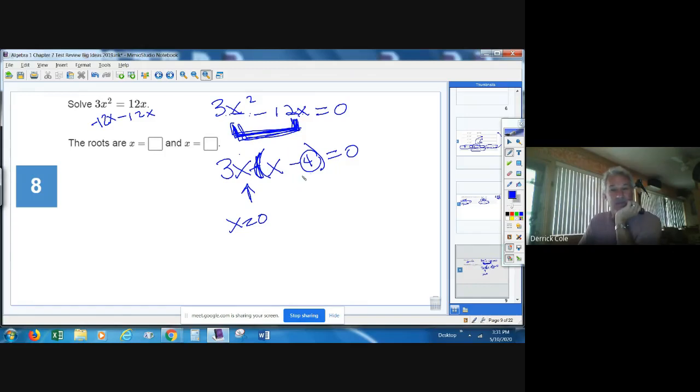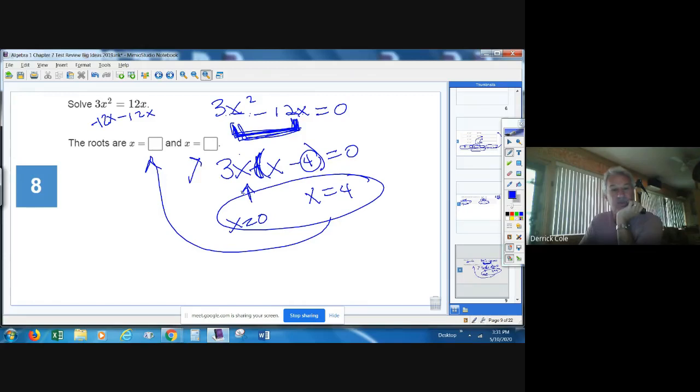All right, x minus 4 also equals 0. So x minus 4 equals 0. So I add 4 to both sides. I get x equals 4. That's what goes here and here.